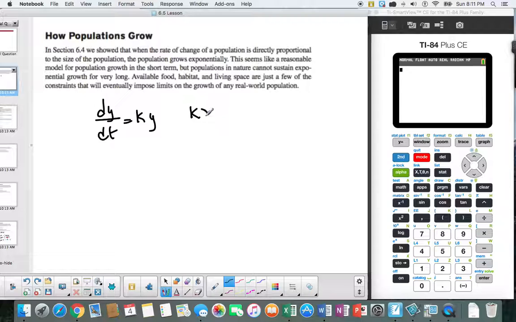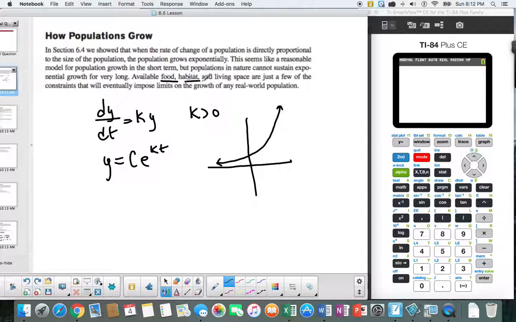When k is greater than 0, it's a growth model, and it'll yield the mathematical model Ce^(kt). And it looks something like this. And this is growth without bound. Now, that's not possible, really, when you talk about food, habitat, and living space, which are constraints to growth. And so this will limit the growth of any real-world population.